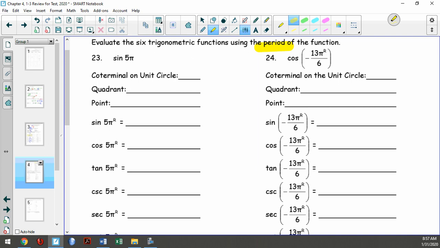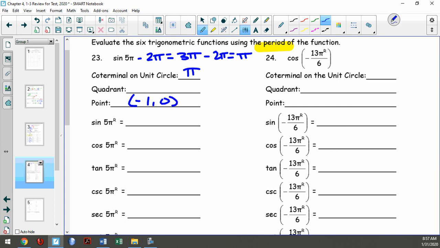So if I'm at sine of 5 pi, I want to know exactly what does 5 pi correspond to. So simply subtract 2 pi. That gives me 3 pi. Is that still a corkscrew angle? Mm-hmm. It's bigger than 2 pi, so do it again. And that's going to give you pi. The unit circle equivalent coterminal angle is pi. What is the ordered pair associated with pi? The ordered pair is -1, 0, and that is going to be on the x-axis, which makes it a quadrant angle.